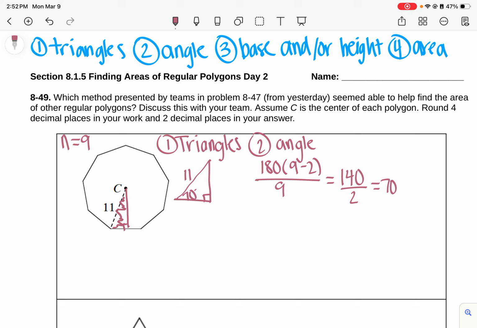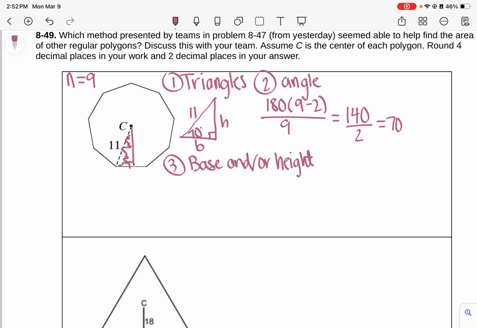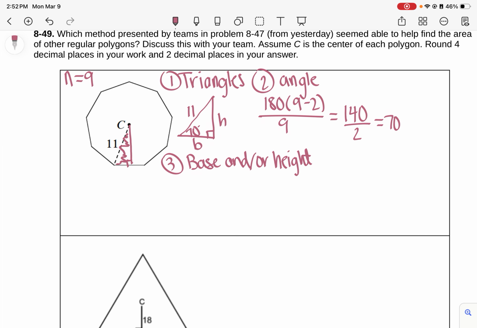Okay, now step number 3. We're going to find base and or height. It depends on the question and what's provided originally. They gave us the hypotenuse, so we actually need to find the base and the height. Since we have a 70-degree angle there, we cannot use 30, 60, 90. We cannot use 45, 45, 90. So we are going to use trig. You can use sine, cosine, or tangent, and you can look at your yellow toolkit for that. On the test, you'll have the toolkit that has it on there already provided for you.